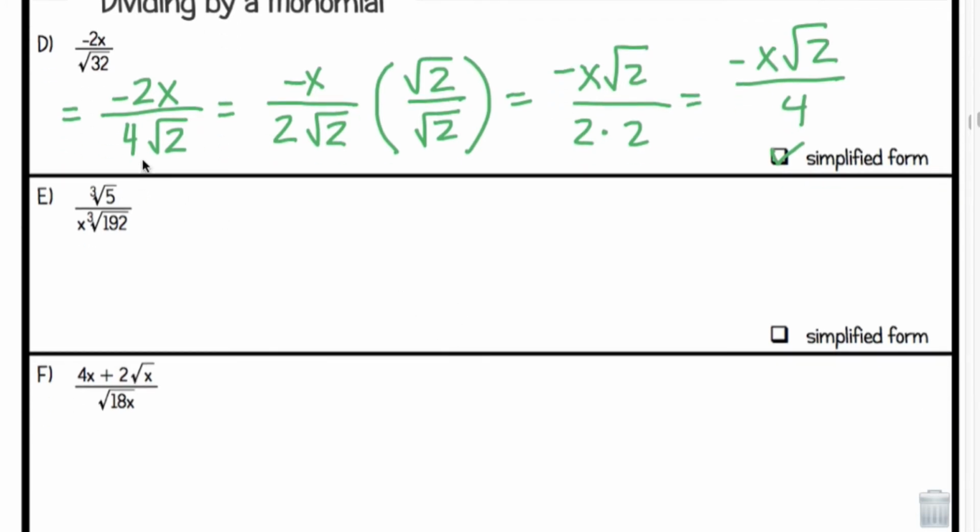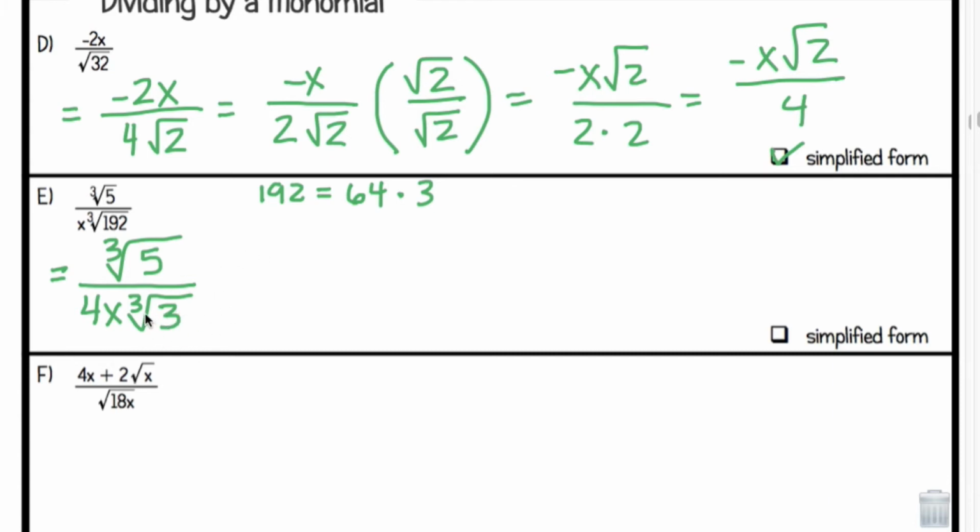Looking at some more, now we're doing the cubed root. So I'll leave the numerator, there's nothing to simplify. But in the denominator, I know that 192 is the same thing as 64 times 3. And the cubed root of 64 is 4. So I know I have 4x cubed root 3. Okay? So now I have to rationalize this denominator because I do have a radical down here.